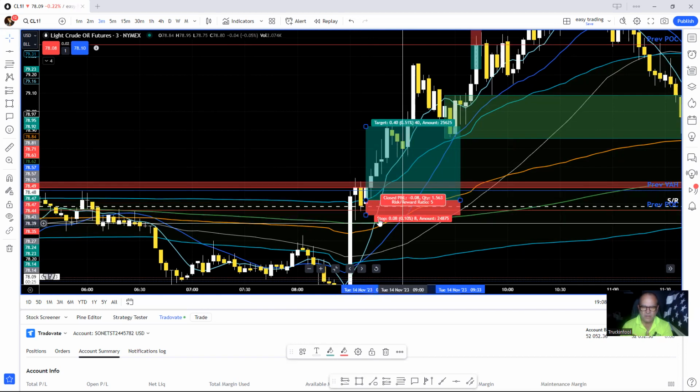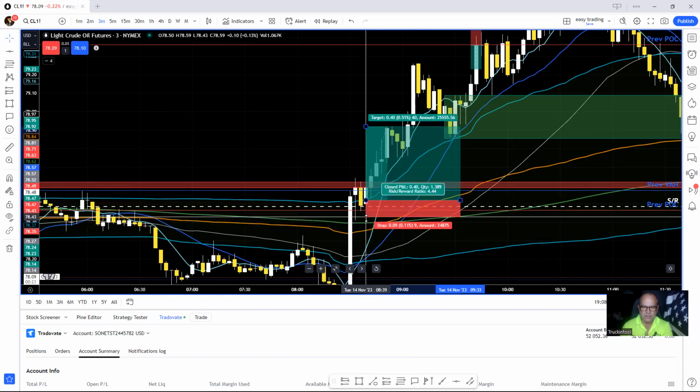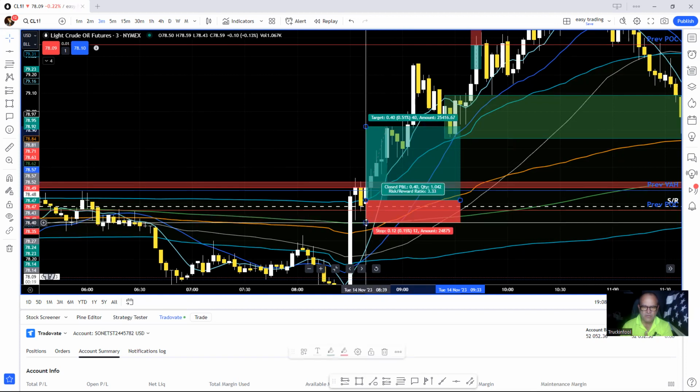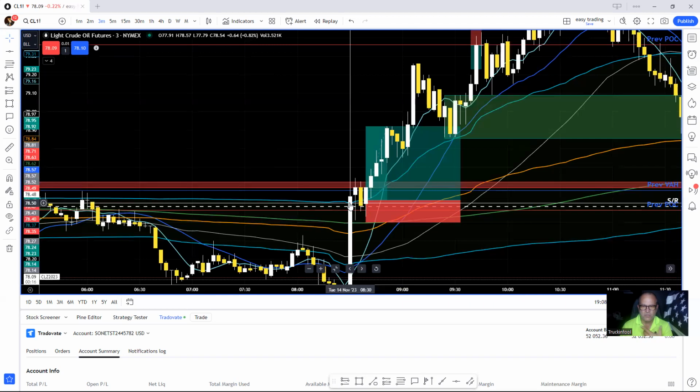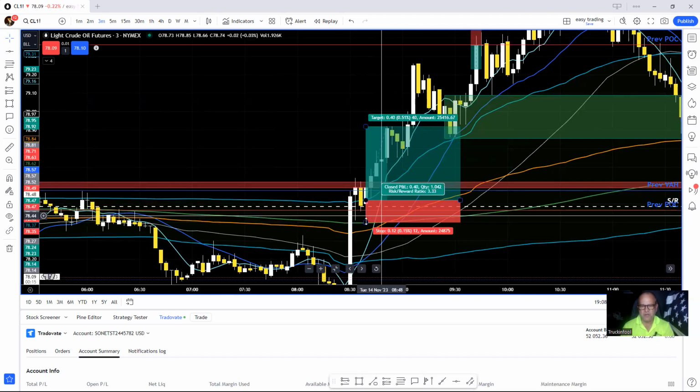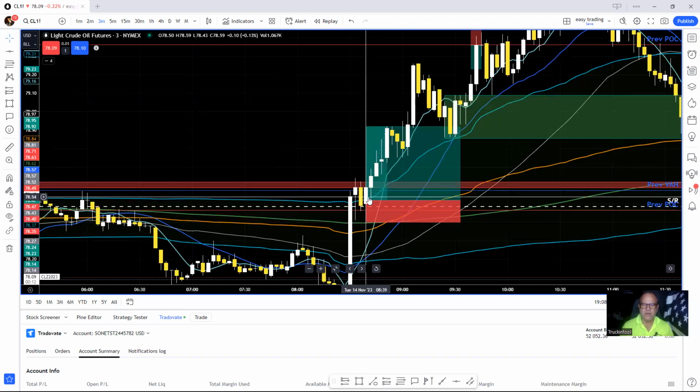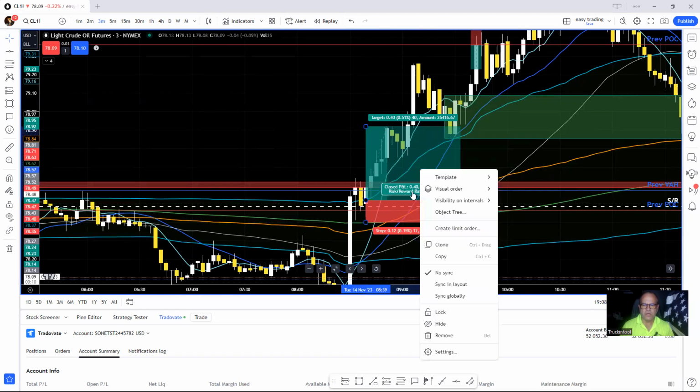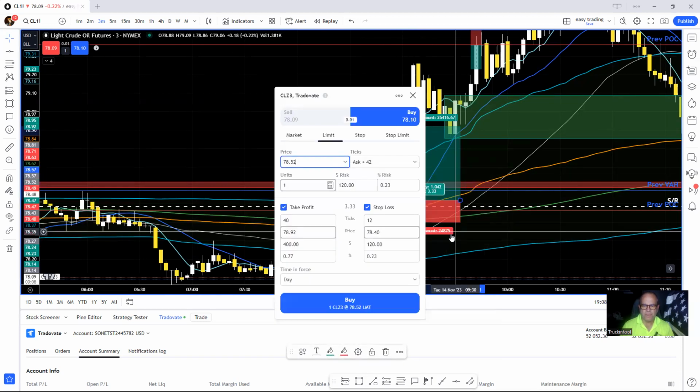And that's not my 12 cents. 11, 12 cents would have kept us safe. We would not have gotten stopped out. We would have risked our $240. Wow, no, actually, we would have risked less than that. Nice.